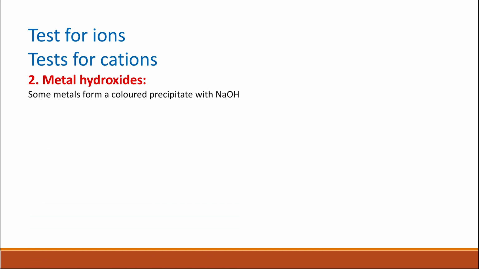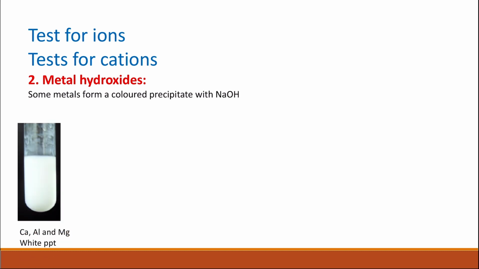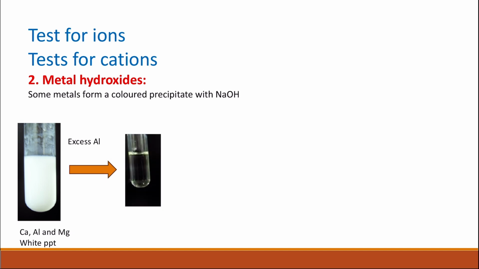Some metals form colored precipitate with sodium hydroxide. So if your substance contains one of the following metals, calcium, aluminium, or magnesium, and you add your substance to sodium hydroxide solution, they will give you white precipitate. Aluminium can be more easily distinguished because if you add excess, the solution will turn clear again, so the precipitate will redissolve.